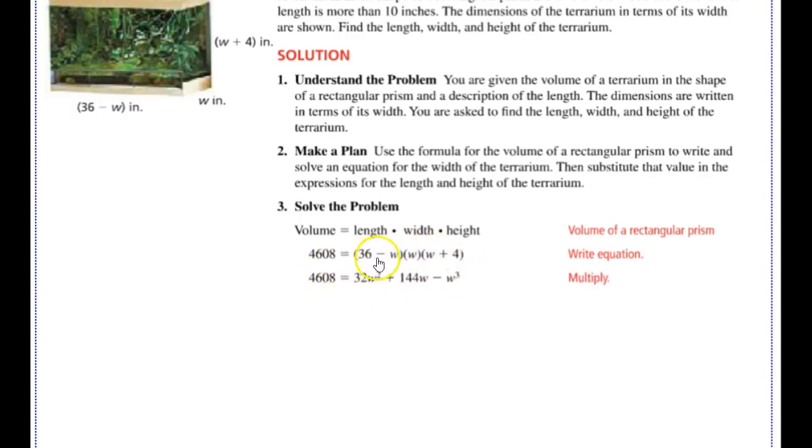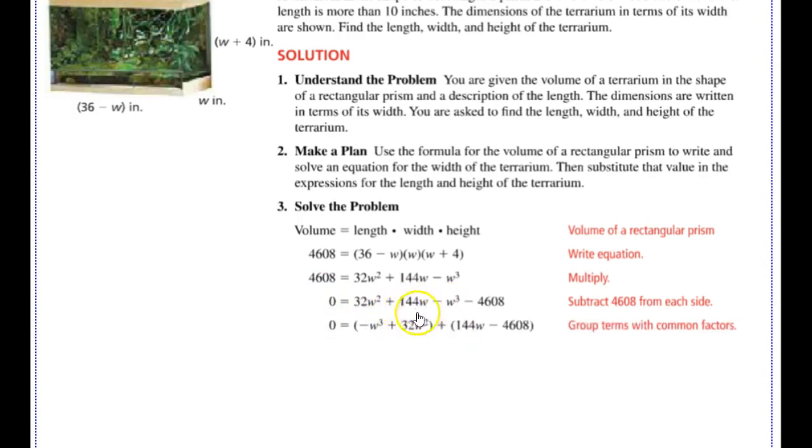The next thing I do is multiply these out, and it doesn't matter which order you multiply them in, but make sure that you get all of them multiplied together. So I end up with 32W squared plus 144W minus W cubed. Now I subtract 4,608 from both sides, so I get everything to one side. Now I rewrite it so I can group things with common factors. So I would end up writing negative W cubed plus 32W squared plus 144W minus 4,608.